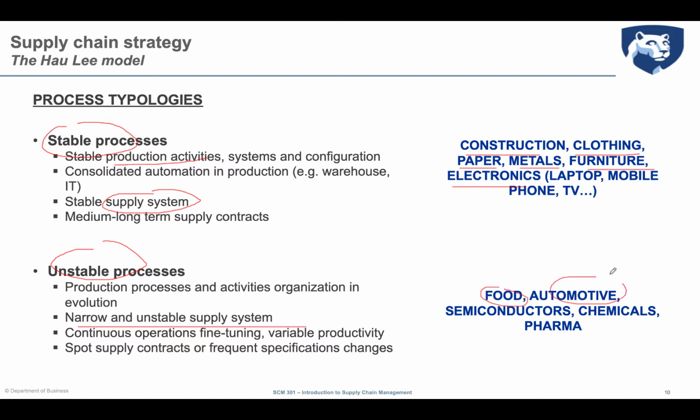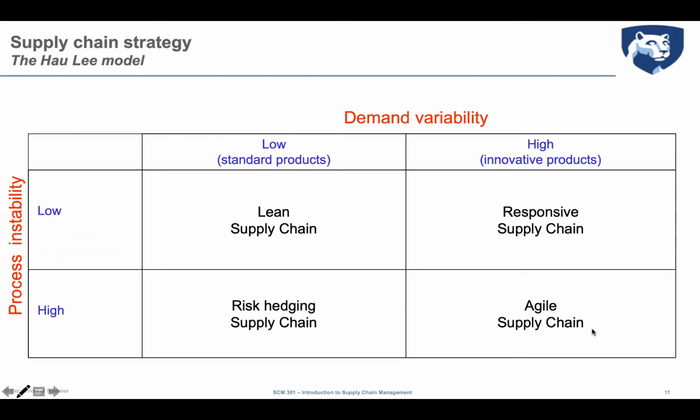Contexts like food, automotive, semiconductors, chemical, pharma are all contexts where innovations in the production process occur very often, and the nature of the supply network is supposed to change because it follows these changes, this innovation included in the production process. So if this is clear, the Hau Lee model classifies these types of supply chain, which are going to be analyzed with examples in a few moments: lean supply chain, responsive supply chain, rescheduling supply chain, and agile supply chain.